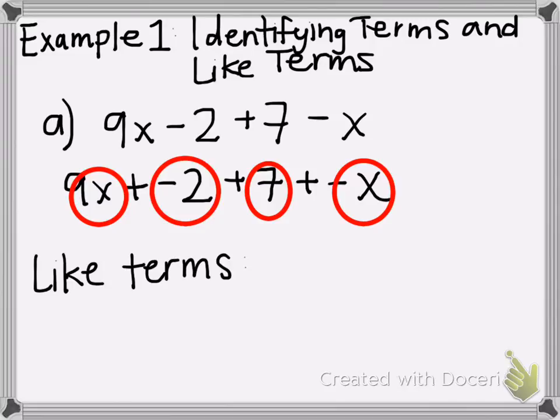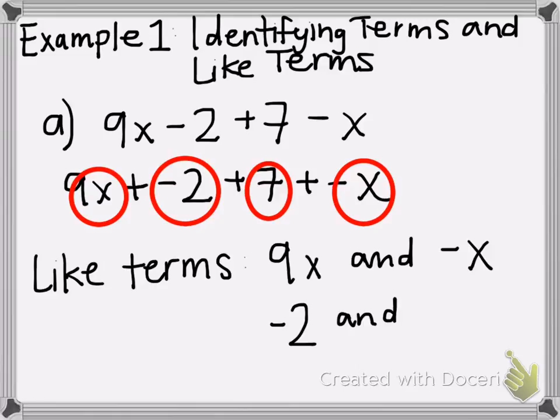Okay, and so let's first collect our x's. So our like terms there are a 9x and, what is it? Not an x, but a -x. Now our next set of like terms are going to be our whole numbers. Actually, our integers, because that's a negative. So we have -2 and a +7. Very good. Please write that down.